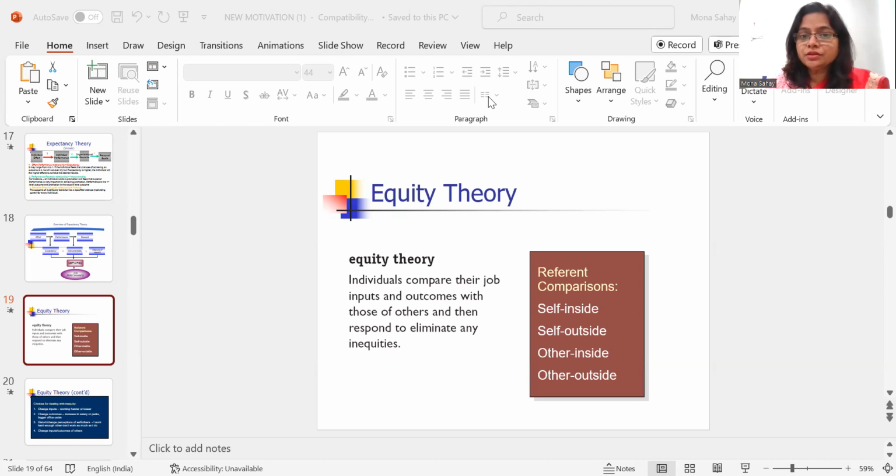And here there are four referent comparisons. These are self inside, self outside, other inside, and other outside. So what are these four comparisons?